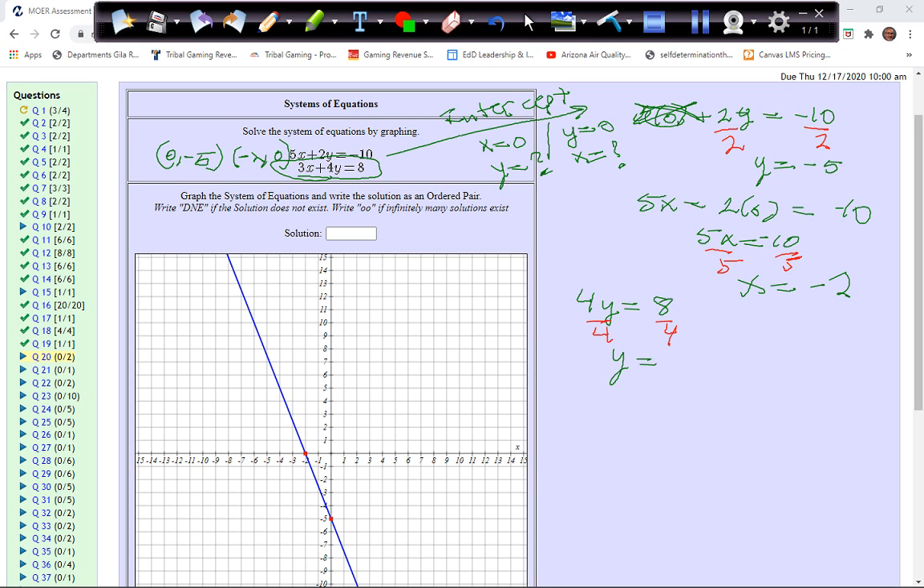And I get y equals 2. Okay, and so that gives me the point. What did I do? I let x equals 0, y is 2. So that's that one. I'll do the same thing, put 0 in for y, so 4 times 0 is 0.